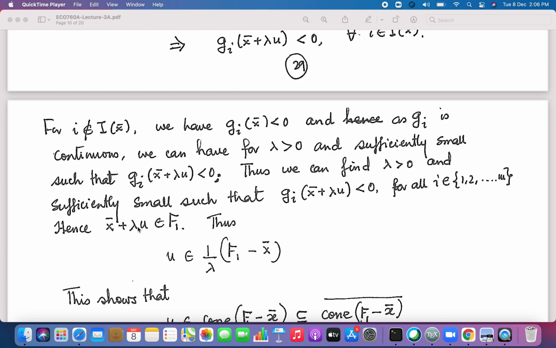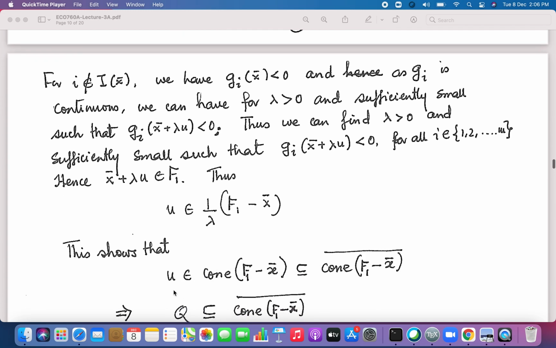Thus, if you now write u as (F1 minus x bar) by (1 minus lambda), it shows u must be in the cone generated by F1 minus x bar. What is a cone generated by a given set? Let A be a given set. Any element V of the cone generated by A is of the form lambda times a, where a is some element of the set A. So a cone generated by the set A is the set of all elements V which can be written as lambda times a, where lambda is greater than or equal to 0 and a is any arbitrary element of the set A.